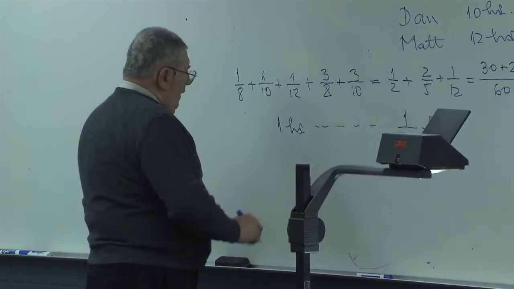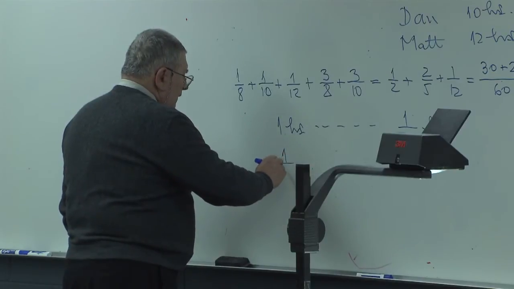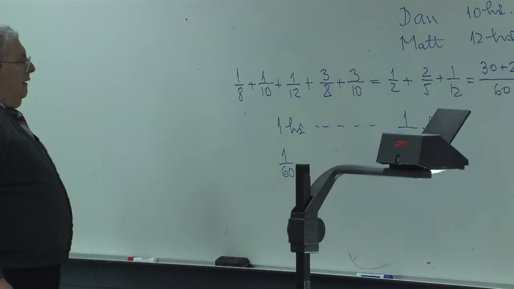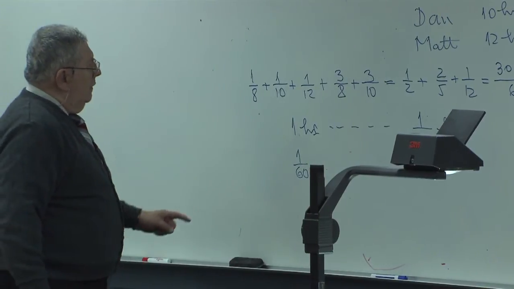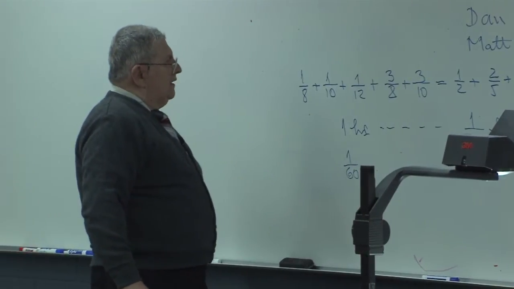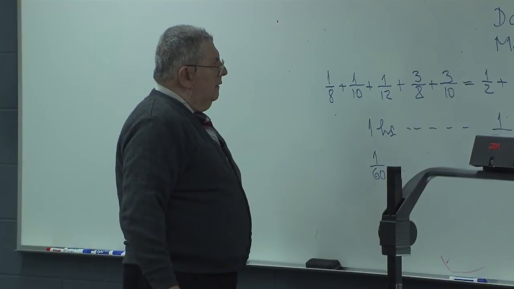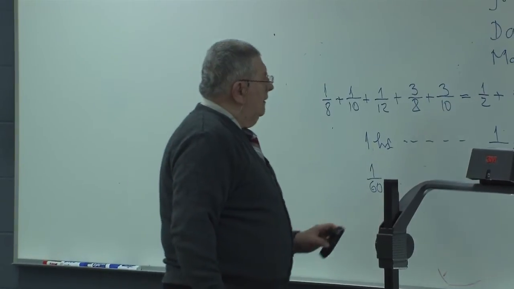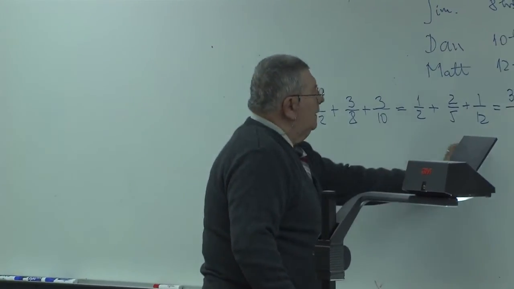And now I want this to be 1 over 60. So, what is here? Let me go again.